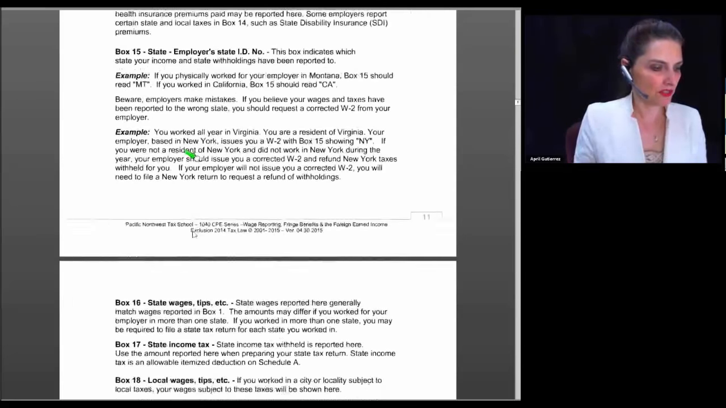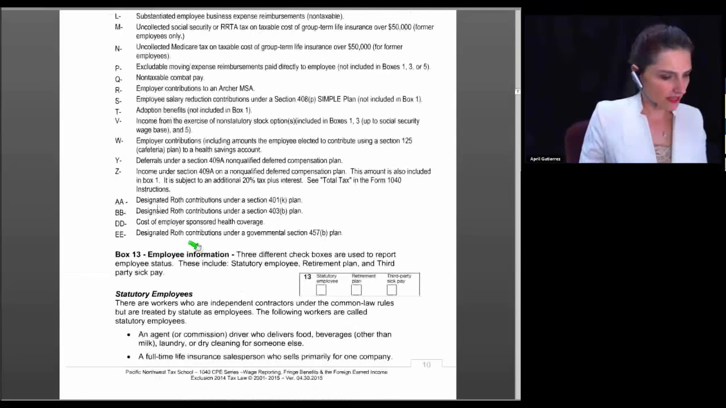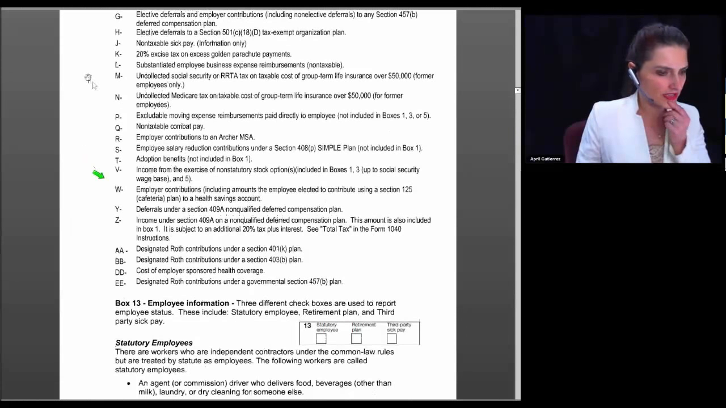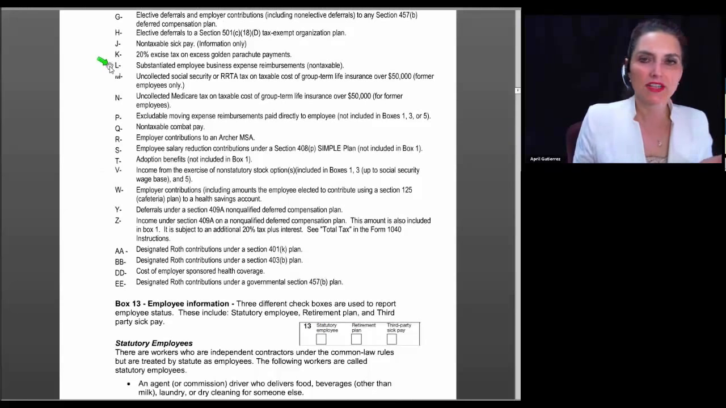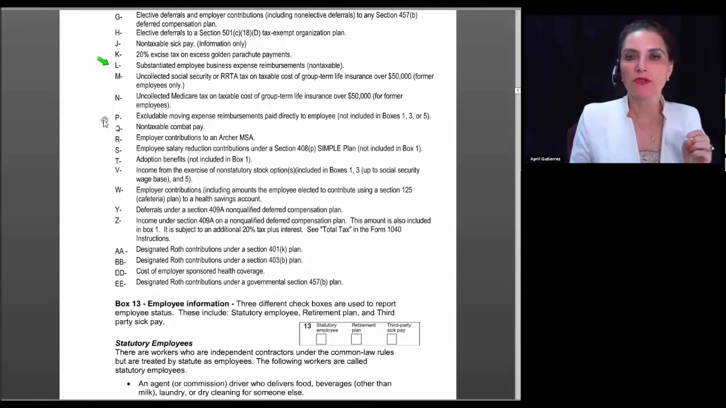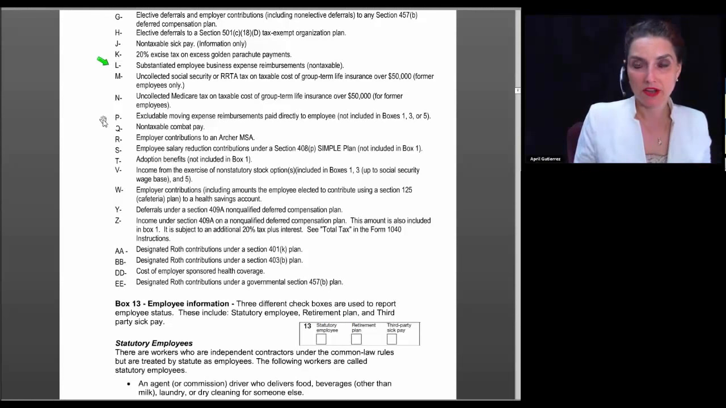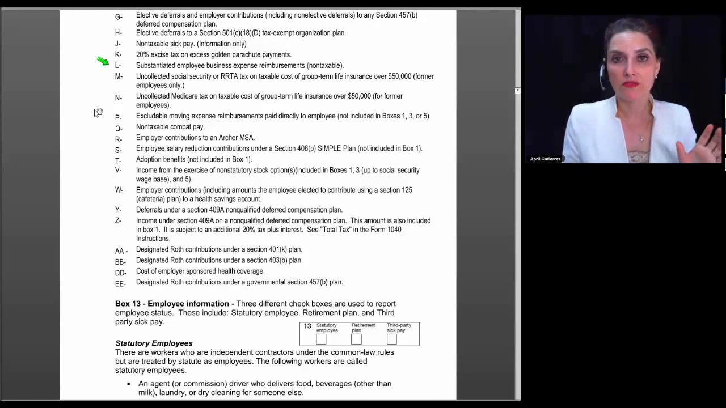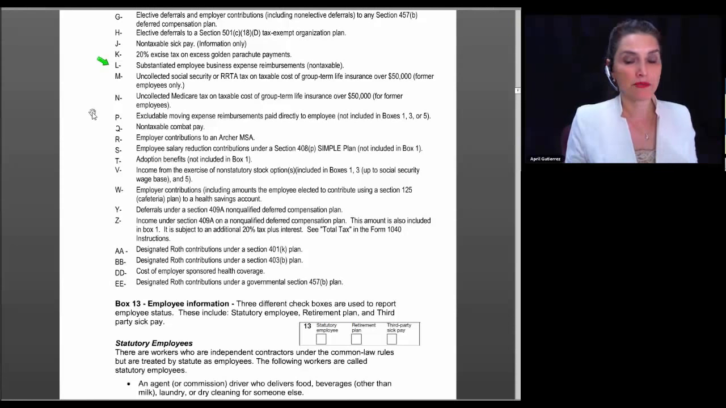I just want to look for this code when we were looking at box 12, because I did a tax return for a pilot this year, and I also did one for a flight attendant. And I don't know if the codes here are showing it, but there is a code. Yeah, it's code L, substantiated employee business expense reimbursements. If your employer did allow you to use a company car and all of the use of that car was for business, then it doesn't need to be reported on your W-2 at all.